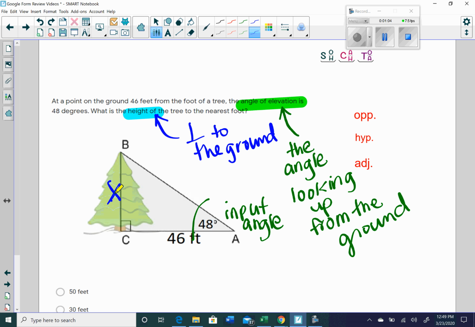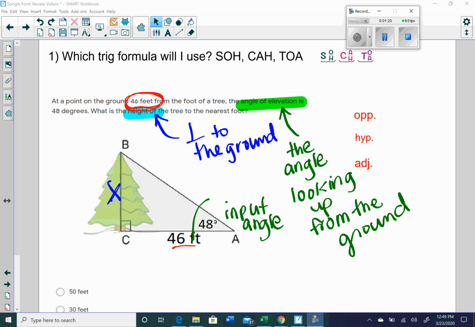The only other piece of information they gave you that's important is they told you that the base of the tree is 46 feet away from the point on the ground where we are looking up from. And that is labeled right here on your diagram. So the two questions that are going to help you address this problem, the first one is, which trig formula will I use? So, ka, or toa?